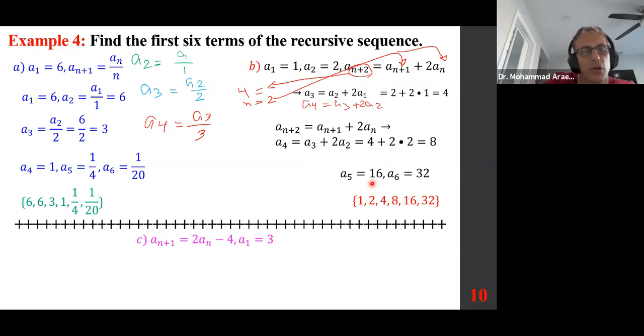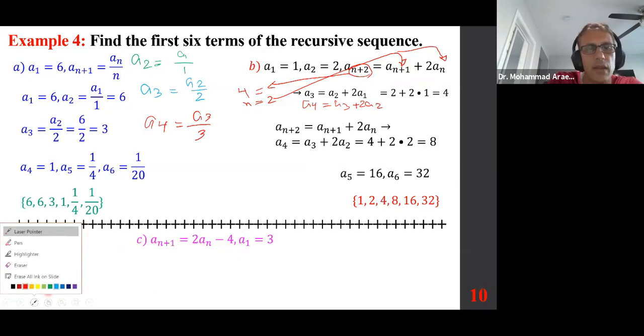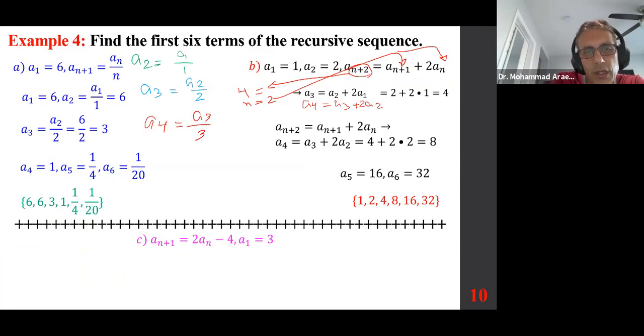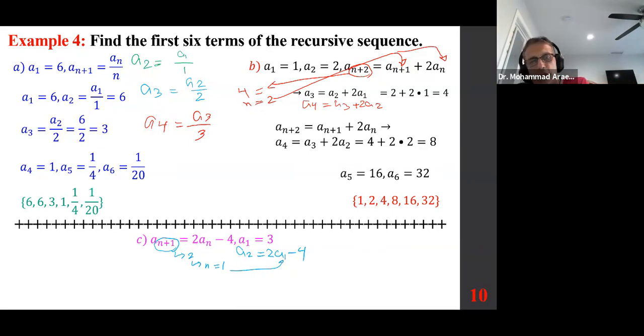Now, what does part C tell us? It says, if I want a term, I need 2 times the previous one minus 4. So I have a sub 1. Just as an example, the moment I look at this one, so this is a sub 1, so I want a sub 2, right? It says a sub n plus 1 is 2 times the previous one, so I have 2 times a sub 1 minus 4. I hope you realize that. Or you can say n plus 1 is 2, and therefore n is 1. That's how you get 2 times a sub 1 in case. So you plug in 2 a sub 1, so 2 times 3 minus 4 equals 2.